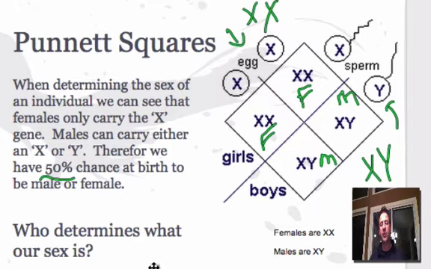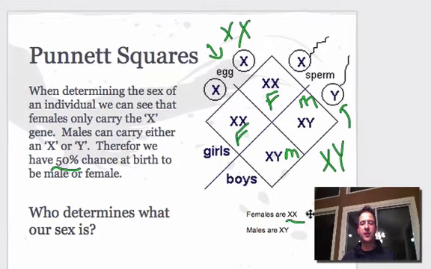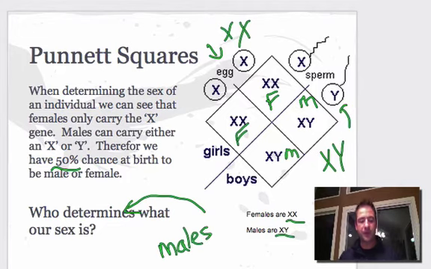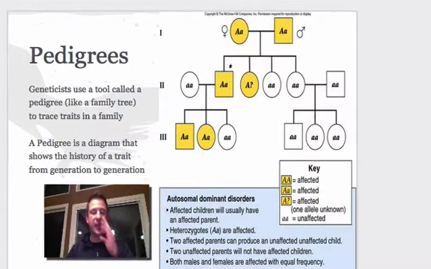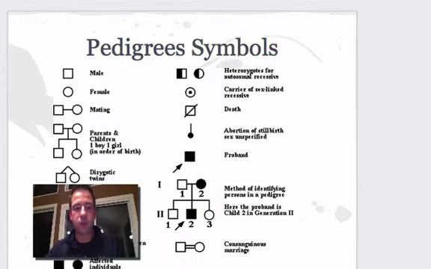But who determines our sex? Is it the male or female that determines sex? I want you to think about that for a second. Well, women always produce XX, so they always produce an X chromosome. Men are X and Y, so you have a chance of getting either the X or the Y. So males are going to determine sex. Okay? Cool? Awesome.